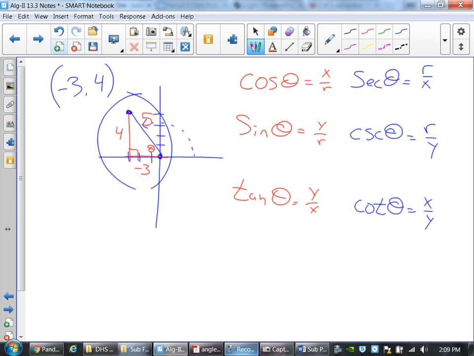Yes, sir? What is theta? Theta is the reference angle for where the terminal side lies.